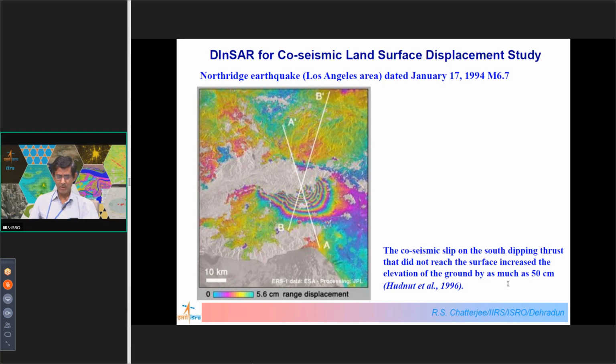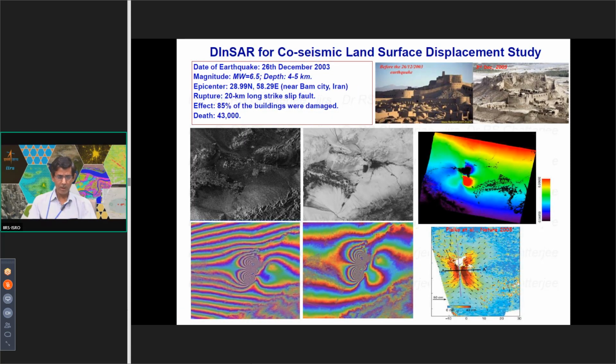And for that reason, the southern block is uplifted and there is an elevation change. Basically, the elevation of the ground of the southern block has increased by as much as 50 centimeters. Now, let us look at the case of the Bam earthquake, which was processed by us.